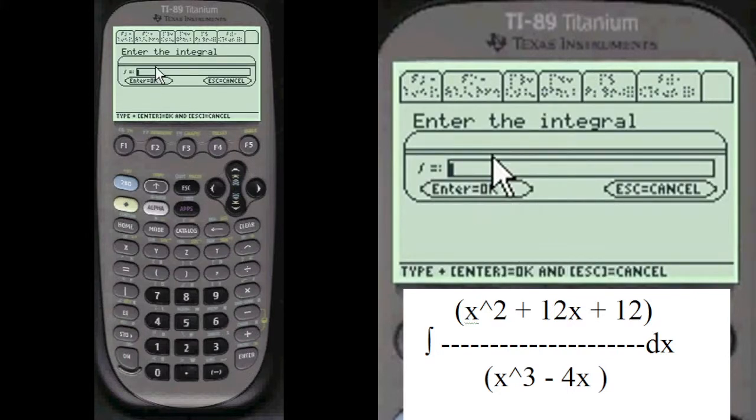Enter the integral by pressing alpha first. Alpha, parentheses, x squared plus 12 times x plus 12, close off the parentheses, divided by open parentheses, x cubed minus 4 times x.